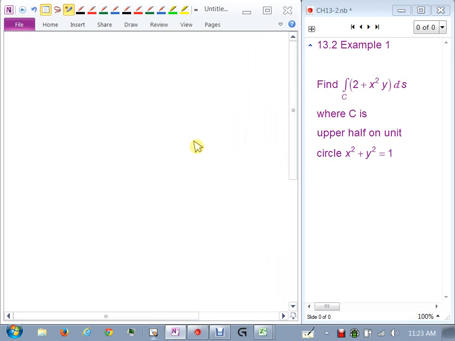Seem like enough room there? Yeah? Okay. So I need to first get my head around what the curve is. It's the upper half of the unit circle. I need to be able to draw that with parametric equations. So I'm going to start with that, and I'll work with the integral in a second.